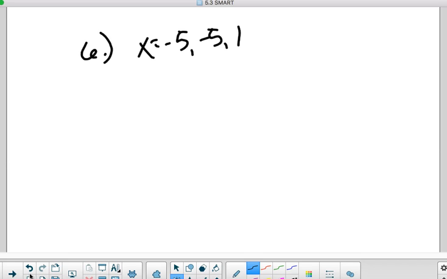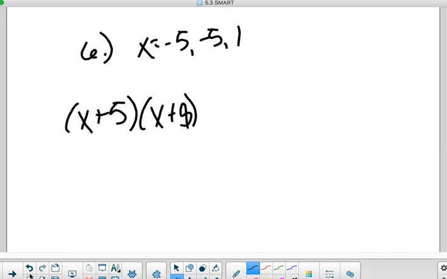If you're given the zeros, these directions say write it in standard form with the given zeros. In order to write it in standard form, what form do you first have to write it in? Factored form. So if minus 5 is a 0, what parenthesis does it come from? Plus 5. If 1 is a 0, what does it come from? So that's factored form.